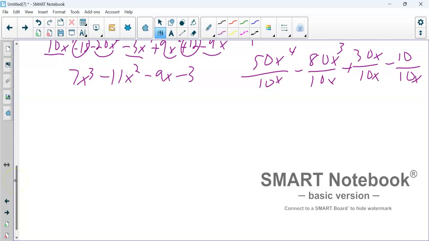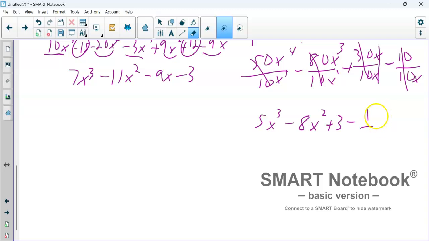So each fraction, 50 divided by 10, 5. Where do I have more x's? On the top, how many more? 4 minus 1 is 3. Minus 80 divided by 10 is 8. Where do I have more x's? On the top, 2 more. Here, 30 divided by 10 is 3. X divided by x cancels. And the last tricky one, 10 divided by 10 is 1. But look where the x is. A lot of people on the graded worksheet wanted to put the x up top, here. And that is incorrect. The x goes on the bottom. And that's it.